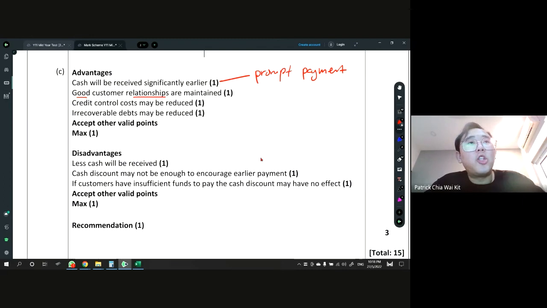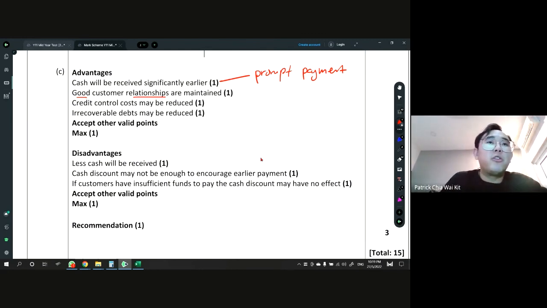Next one, credit control cost may be reduced. Credit control cost technically means that people owe you money, and if people owe you money, you have to chase them. You probably have to hire someone just to chase for money and stuff. All this will give you higher costs, higher expenses. So if you give cash discount, maybe people are more willing to pay earlier. There's no guarantee, right? But this is like, what if this happened? That's why we put that as an advantage.